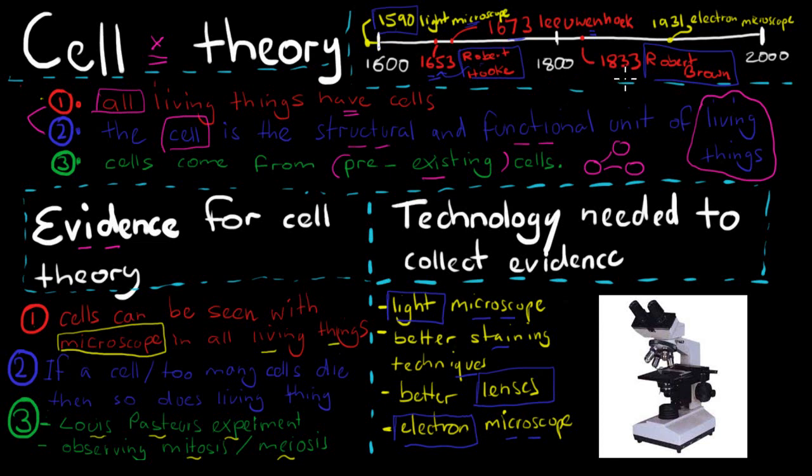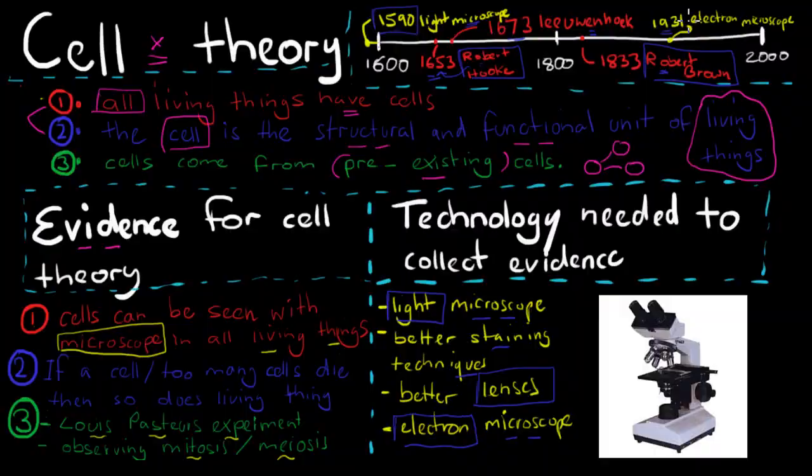And then in 1833, another person called Robert Brown came. Robert Brown was the person who identified the nucleus in plants. And the invention of the electron microscope was in 1931, and as we'll talk about in a second, that helped us to basically be able to see many more organelles within the cell, which helped us improve our understanding of the cell.